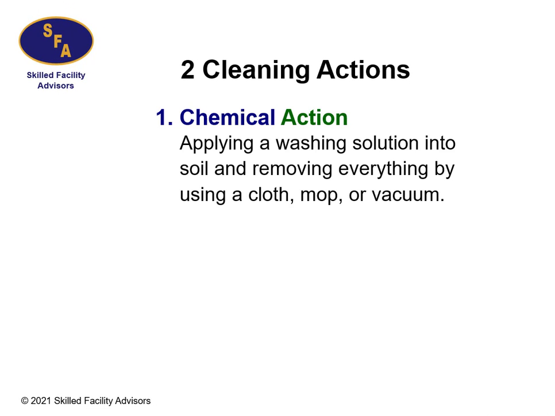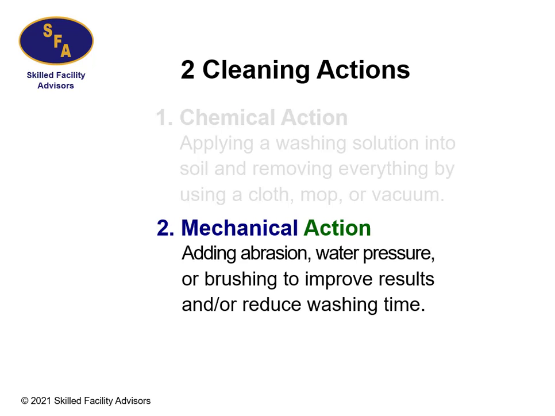Chemical action is when you apply a washing solution into soil and remove everything by using a cloth, mop, or a vacuum. You can add mechanical action to the process, and that's done by adding abrasion, water pressure, or brushing to improve the results and/or get the results in less time.